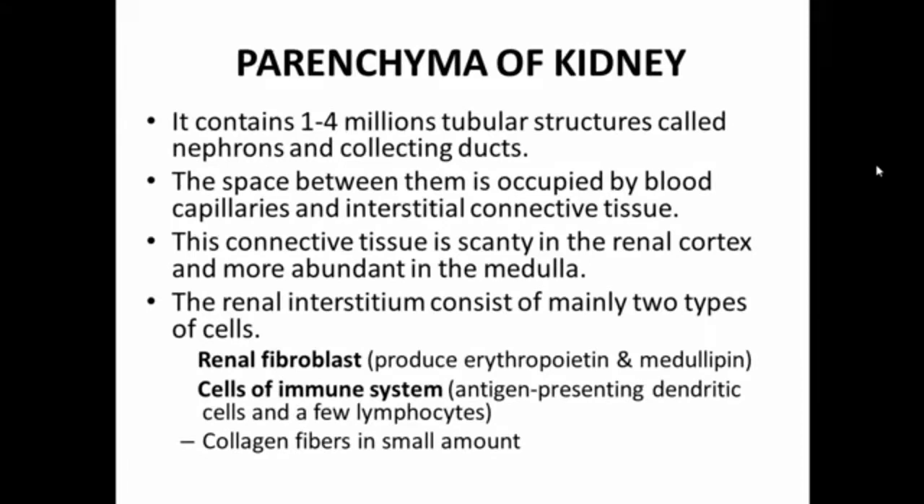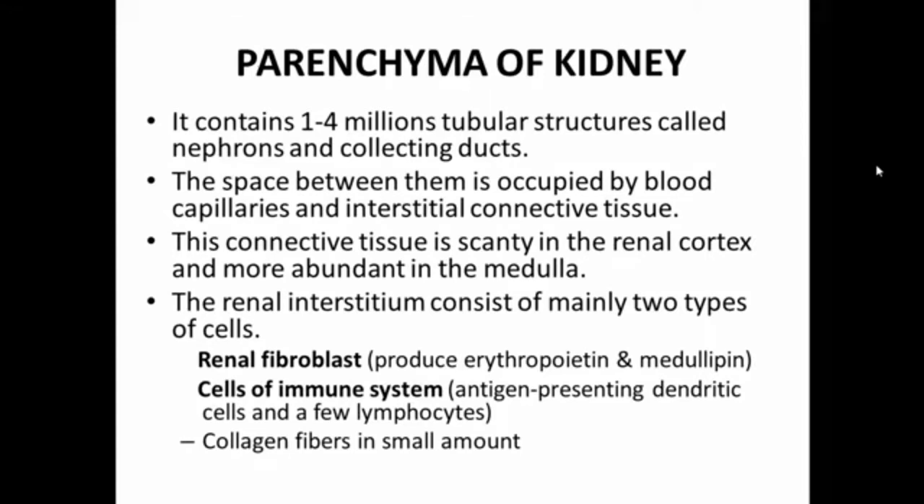Okay, now, what is the parenchyma of the kidney? That kidney is made up of what? It contains 1 to 4 million tubular structures called nephrons and collecting ducts. The space between them is occupied by blood capillaries and interstitial connective tissue. This connective tissue is scanty in the renal cortex, but a bit more abundant in the medulla. The renal interstitium consists mainly of 2 types of cells and some collagen fibers in small amount.